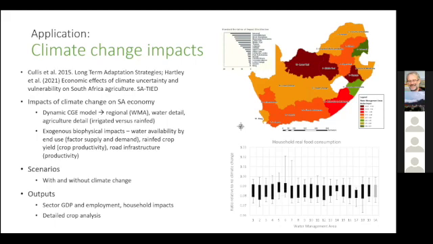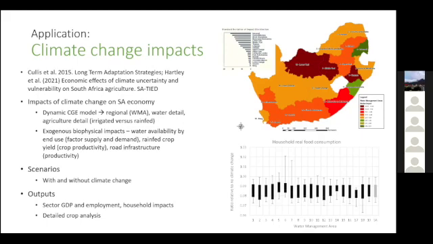The CG model was regional, it had water detail, and it also had agricultural detail, where a distinction was made between irrigated versus rain-fed agriculture. And the way that the CG model fit into the framework was that the outputs from the biophysical models fed into the economic model as exogenous inputs. So there were three key biophysical impacts that were considered.